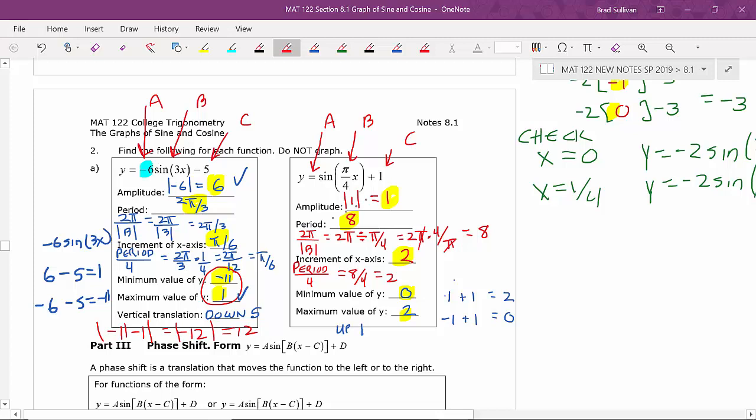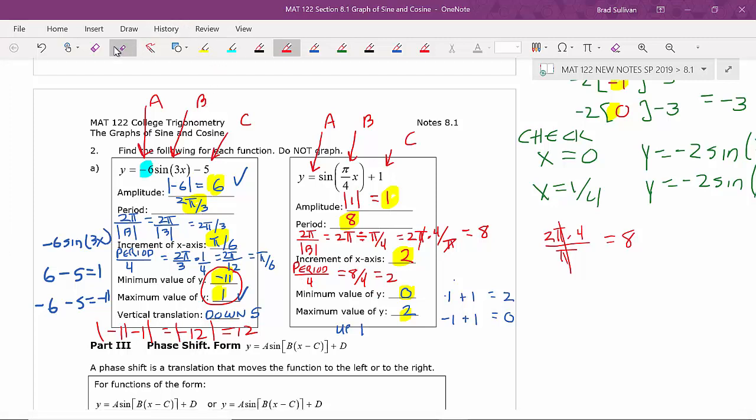Okay, that'll help. Okay, the next one, the amplitude's 1. There's nothing in front of the sine. The period is 2 pi over b. b is pi over 4. So 2 pi, you'd have to divide by pi over 4, which means multiply by the reciprocal. So you'd have 2 pi times 4 over pi, which would give 8. Okay, the increment is the period 8 divided by 4, so 8 divided by 4 is 2.